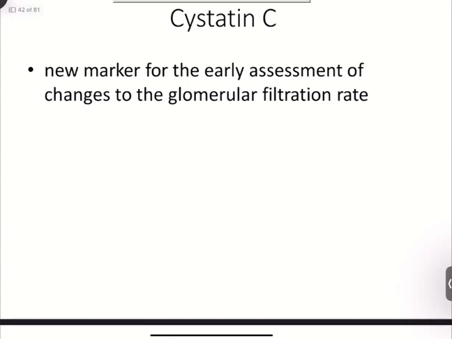Next is your cystatin, new marker for early assessment of changes to the glomerular filtration rate. Now we are using cystatin C in the old ways and new ways in identifying your GFR. Creatinine, creatinine.